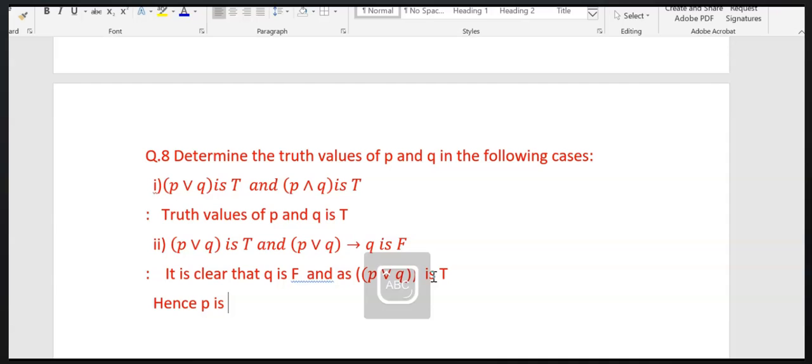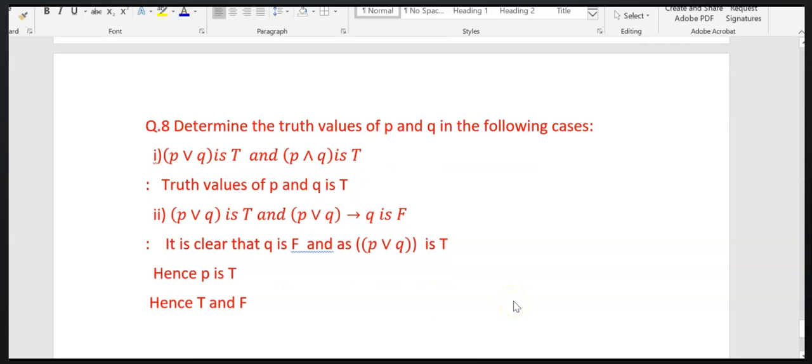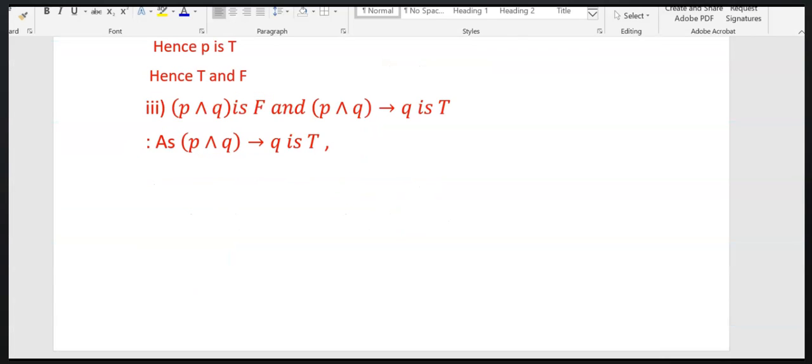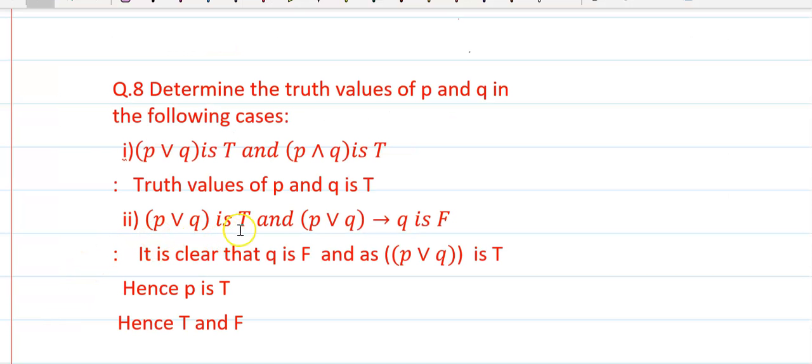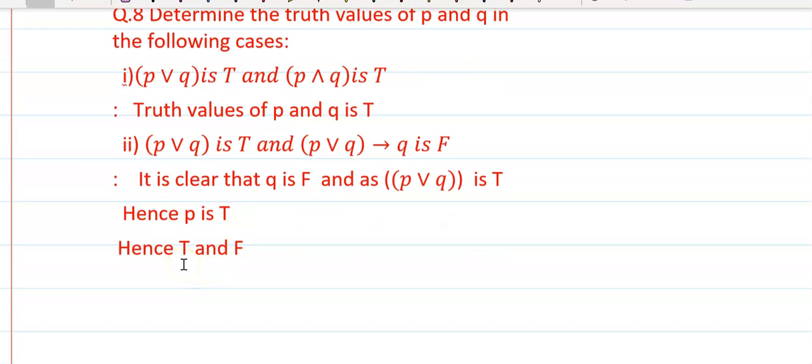Hence, P is true. Now you can see here, P or Q is true and P implies Q is F. Then what does it imply? It implies F. That is, Q is F. As Q is F and P or Q is true, therefore P must be true here. Therefore, P is true and Q is F. Hence, the truth values of P and Q are T and F.